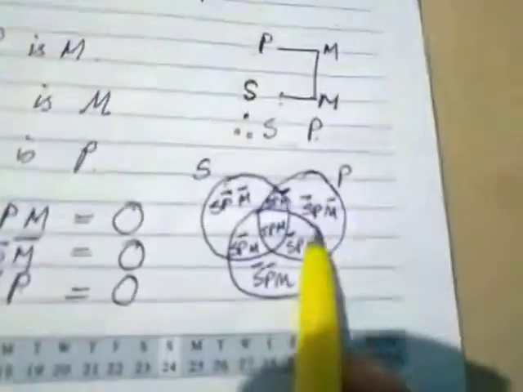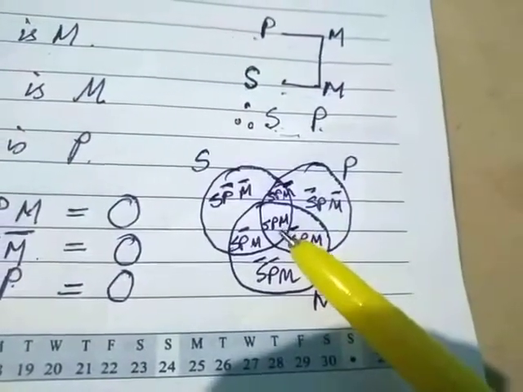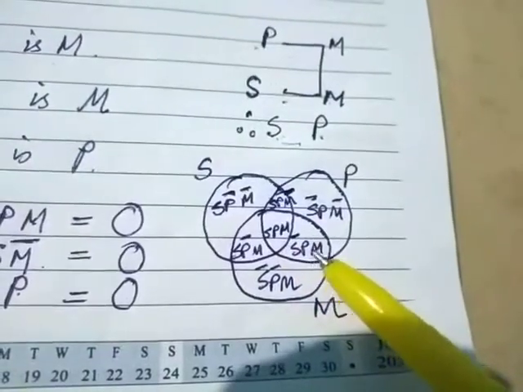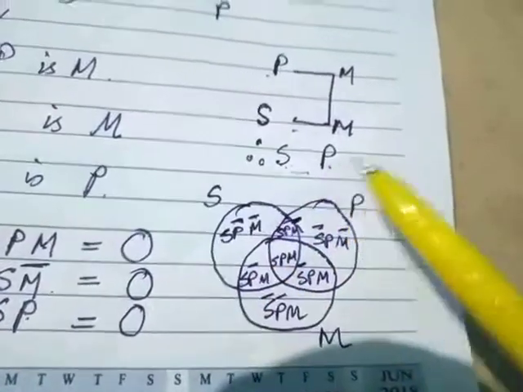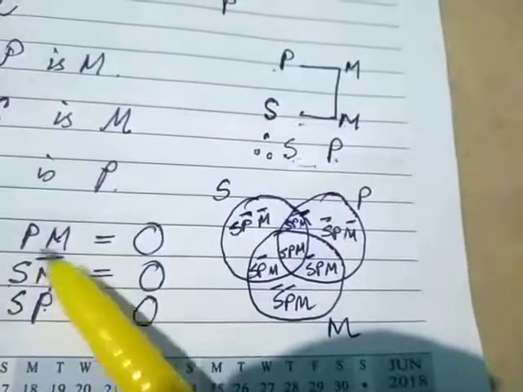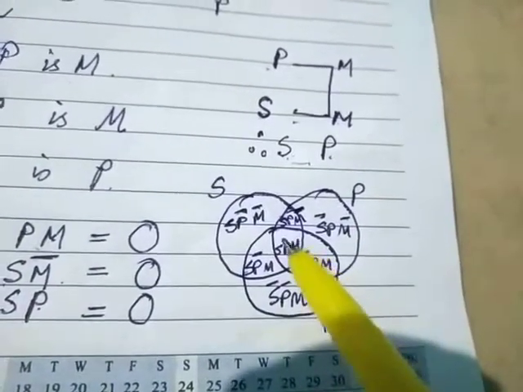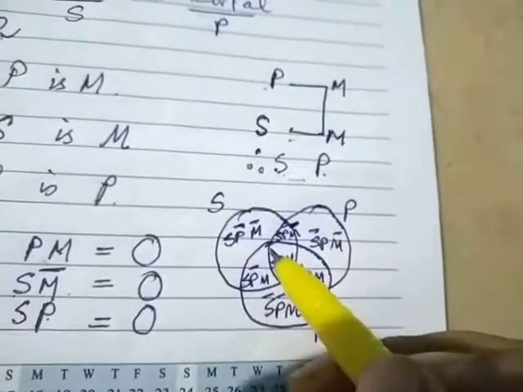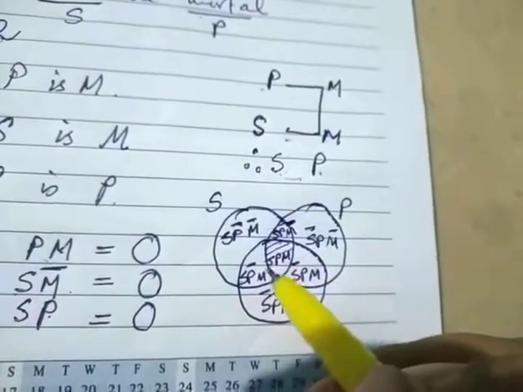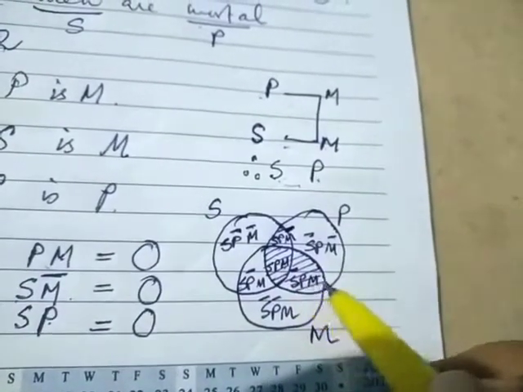So I will start with the first one, PM. Where is PM? You have to find only PM. No bar. So here is only PM. In other cases, either there is bar on M or there is bar on P, but I need only PM. So PM is only here and here, and as it is equal to 0, I will shade it, on the sections of PM.